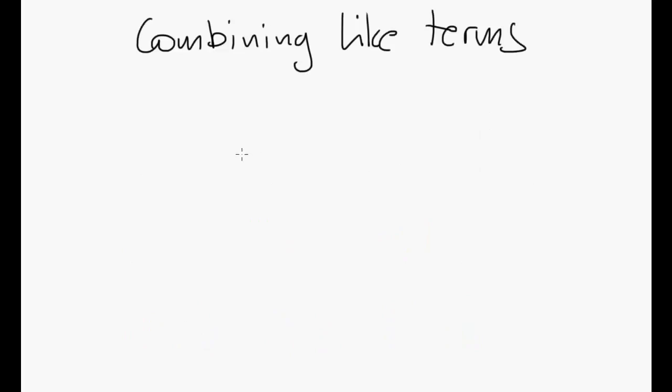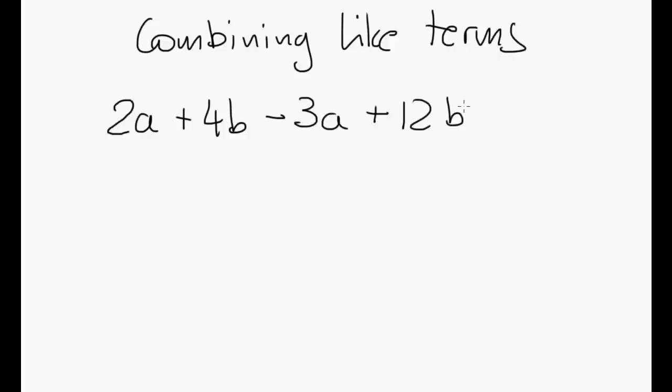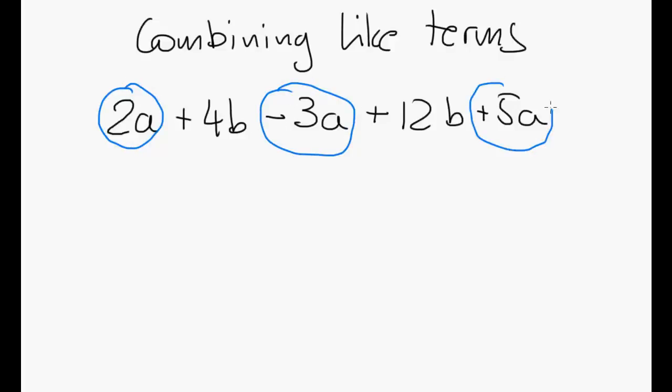Well, how do we combine like terms? To combine like terms, we basically have to put all the like terms together. So we could have, for example, 2a plus 4b minus 3a plus 12b, and let's go with plus 5a. The first thing that we should do is identify the like terms. So the first set of like terms is 2a, negative 3a, as well as positive 5a.